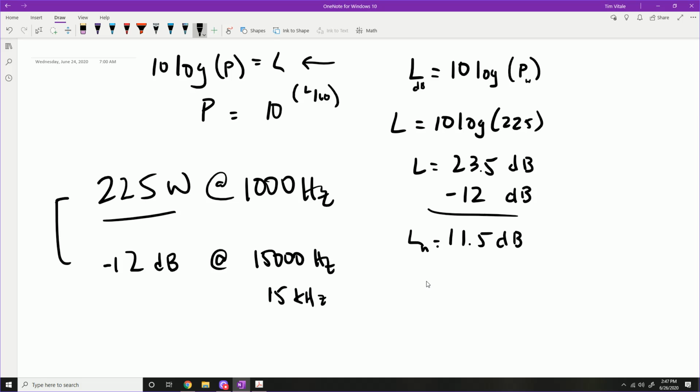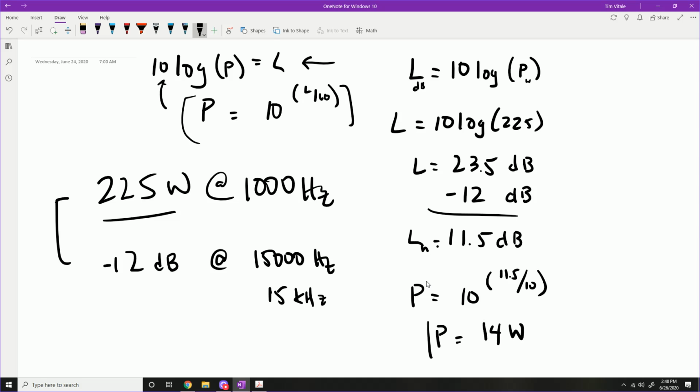But the question isn't asking for decibels, the question is asking about what the new power output is. So now we're just going to go ahead and convert it back using this other equation, which is, by the way, the same equation as this one, just solved for P instead of L. So now we're going to say P is equal to 10 to the level output, which is 11.5, divided by 10. When you put that into the calculator, you get a wattage of about 14 watts.